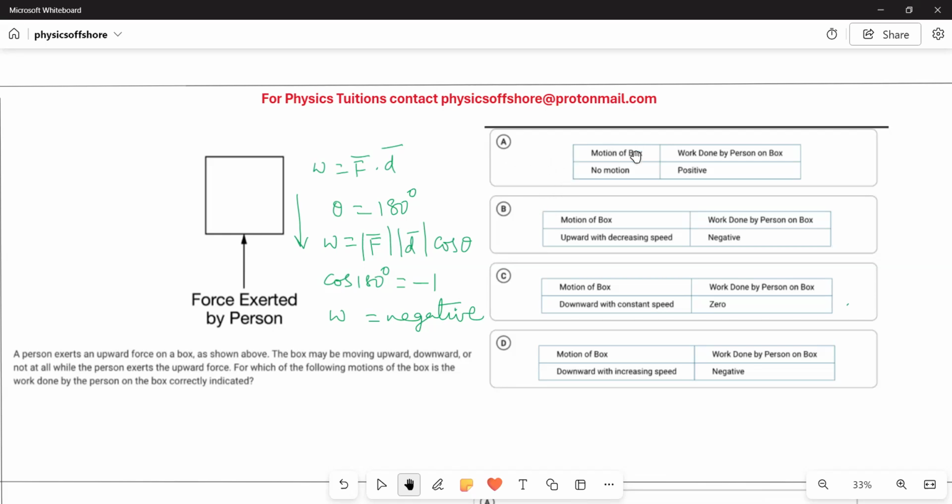The first one is the motion of the box and the work done by the person on the box. For that, different options are given. First option, no motion, so the box is not moving, and the work done by the person on the box is positive. Here, when the person is applying a force on a box and the box is not moving, the work done is equal to 0. Am I right? No motion, so work done is 0. That means this option is wrong.